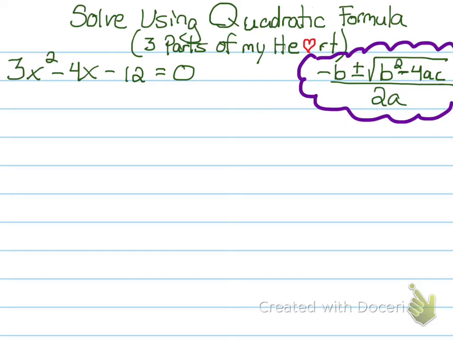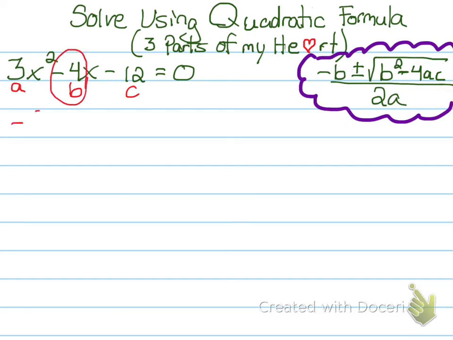And like I said in the previous video, first thing you're going to do is identify your A, B, and C. And then you're going to plug it into the formula. So the formula starts off with negative B. But if you notice, my B is a negative 4. So this is what it's going to look like when I plug it in.